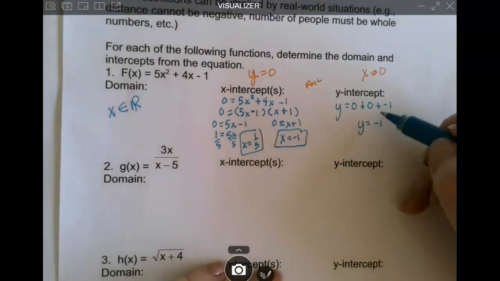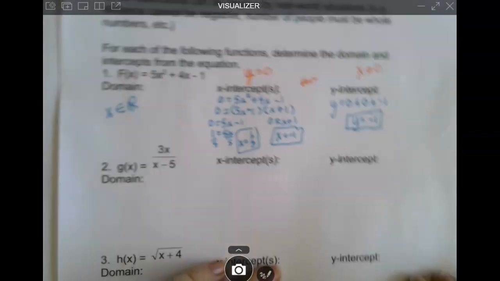Sorry about that. You can see my dogs were very excited that y equals -1.